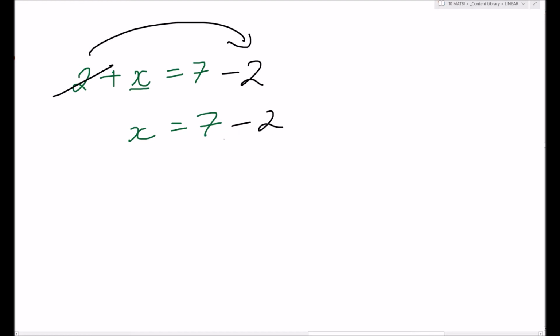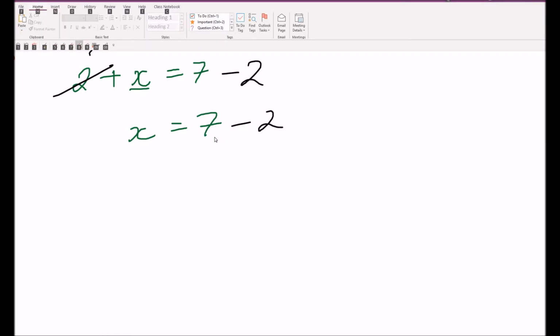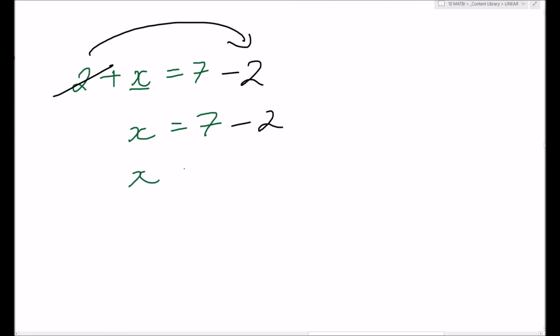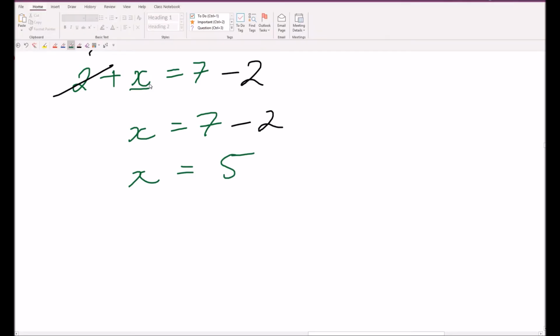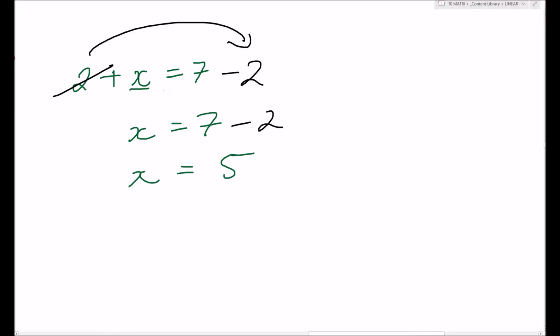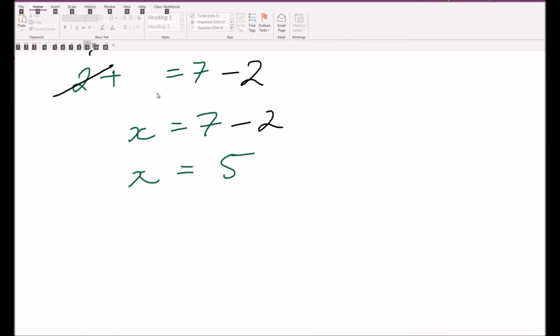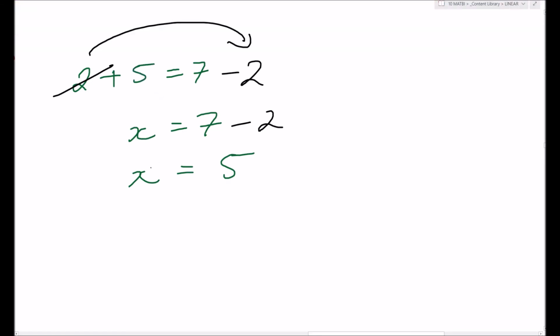Okay, and you can actually easily solve that now. As you guys know, x equals 7 minus 2. 7 minus 2 in this case is 5. And if you wanted to test that, you can actually put 5 back into this equation and test to see if the equation actually makes sense. So 2 plus 5, because x was 5, equals 7, and that definitely makes sense.